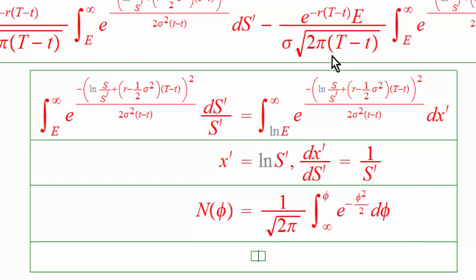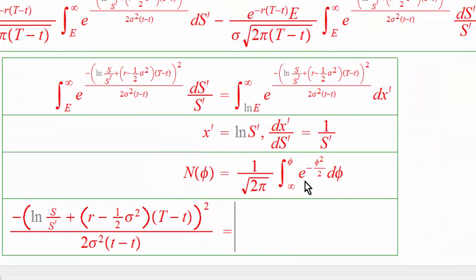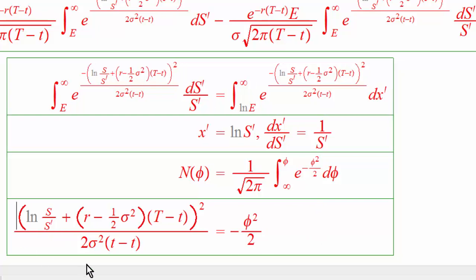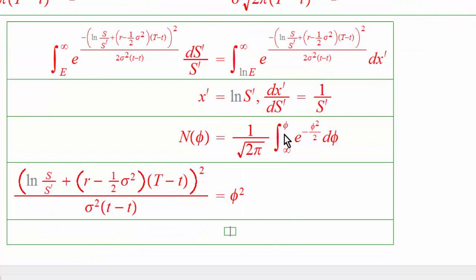So I want this whole piece here to be equal to that. So our minuses are going to cancel. The 2's are going to cancel. And so let's square root both sides. In the end, this is going to be my substitution. I'm going to say let phi equal to, I'm just basically taking the square root of both sides here.